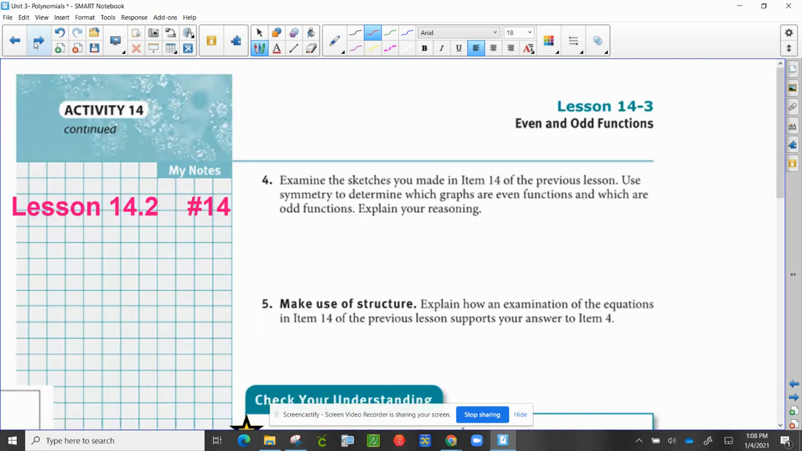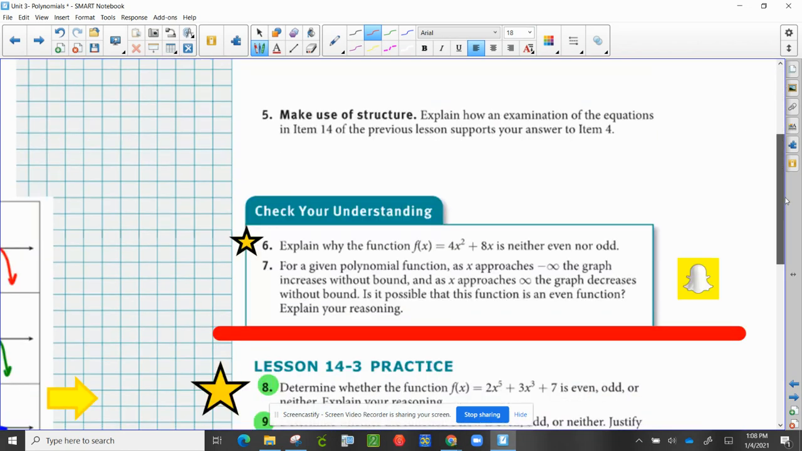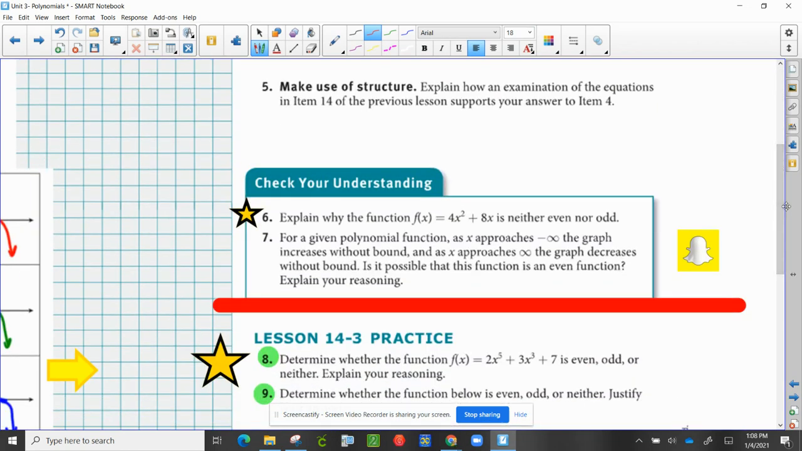Let's move on, though. We're going to skip down here to this check your understanding. Number 6 here, explain why this graph is neither even nor odd. So to be an even function, every exponent has to be an even number. But if I look at this graph, we have 4x squared. This is technically 8x to the first because there's no power there. We can assume it's a little 1. So in order to be even, every exponent has to be an even number.